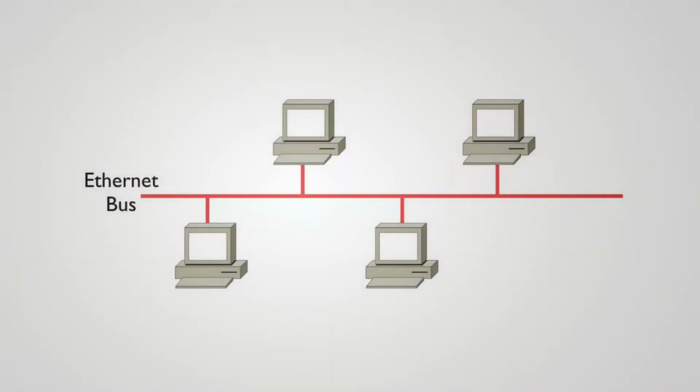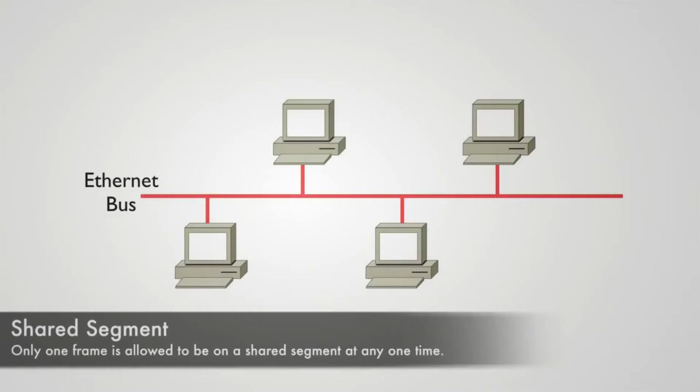Let's remind ourselves how collisions work. We go back to the days when we used bus topologies on Ethernet networks, maybe 10Base2, maybe 10Base5 technologies, and the devices attached to this shared segment had to make sure that there was not currently a frame on that shared segment before they transmitted.